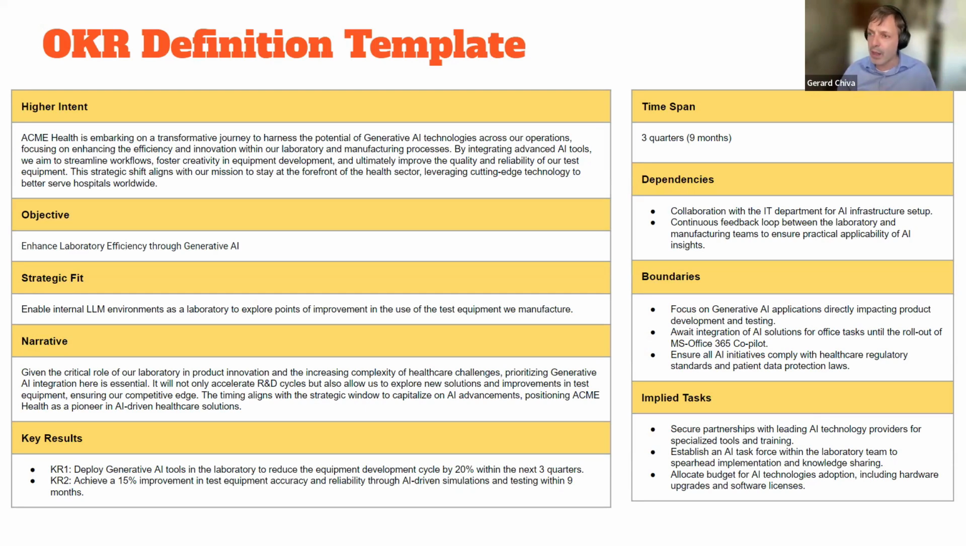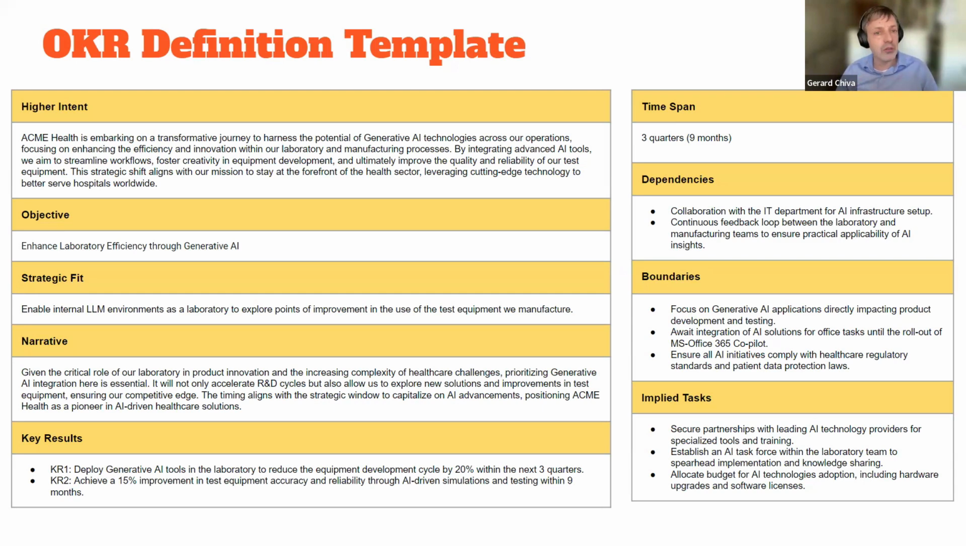Here's why we start with the higher intent, which is, you don't need to read the whole text. You will have the slides and the video recording. It's what is the company trying to achieve? Where are we going as a business? This is the highest strategic intent. Then we define the objective. What is one example for one objective alone? Enhance laboratory efficiency through generative AI. It's huge. Now let's see how we detail it.